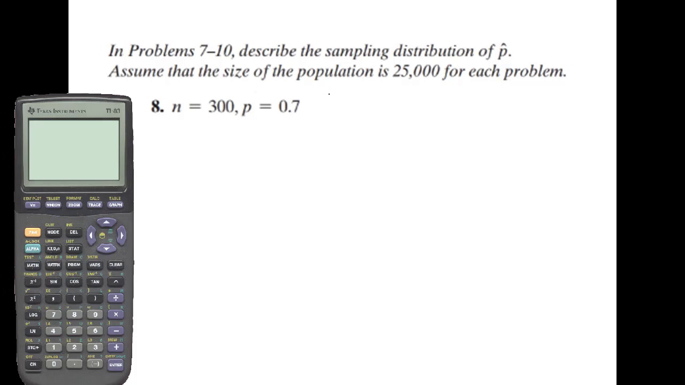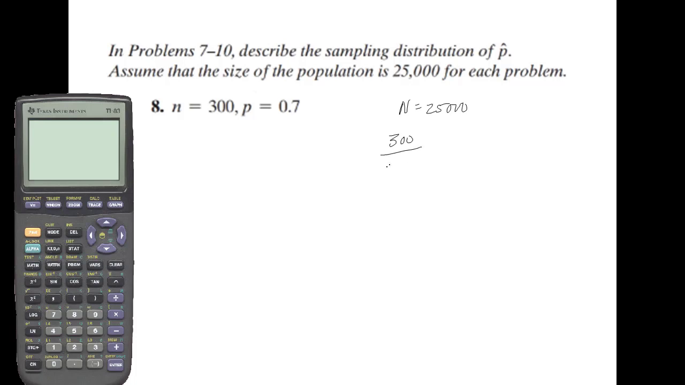Alright, this is Example 8-1, and here they got some extra information. So N is equal to 25,000, and our sample size is 300. We talked about this before, about the 5% rule, so let's look at that.